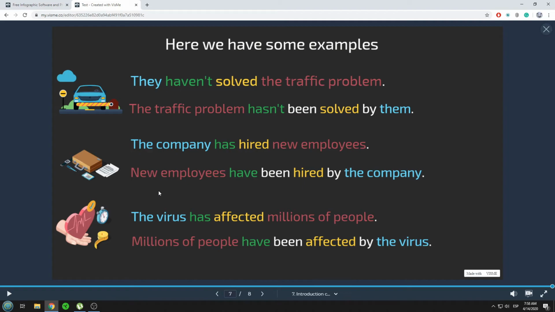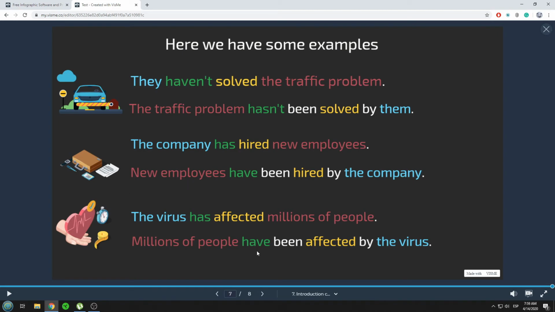Number 3, the virus. The virus has affected millions of people. So the virus is the subject. And remember, this is my active sentence, and this is present perfect. So the virus, subject; has, auxiliary; affected, the main verb in past participle; millions of people, this is the object. The main thing you have to do whenever you want to change an active sentence to a passive one is identify the object. So the object is millions of people. I put it here, it's my new subject.